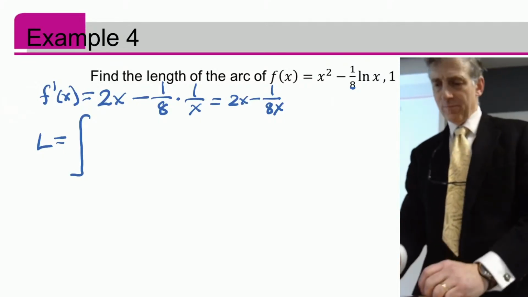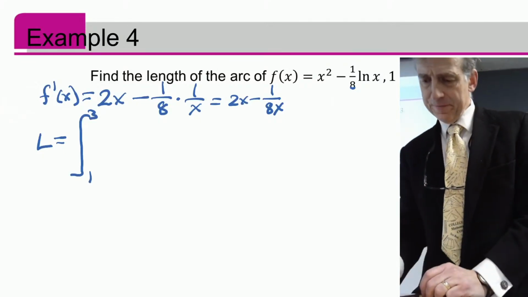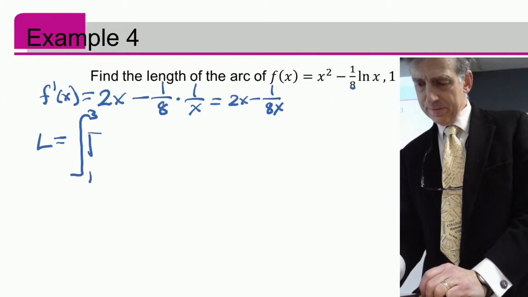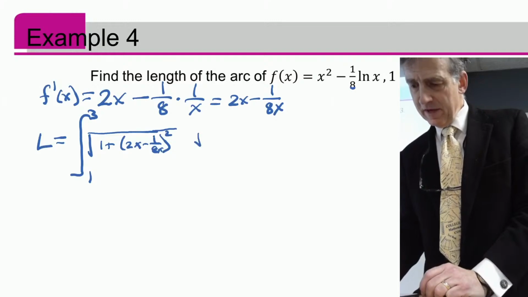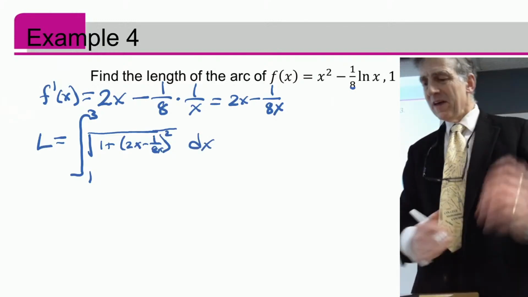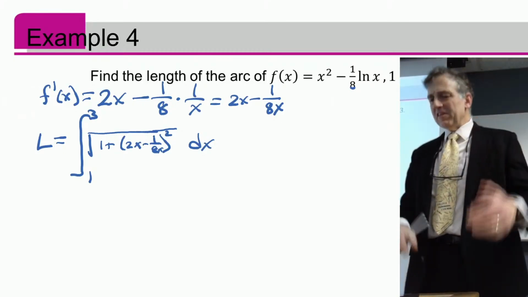The integral from 1 to 3, square root of 1 plus 2x minus 1 over 8x squared, dx, of course, right? Yeah. Very nice. This one is kind of cute.